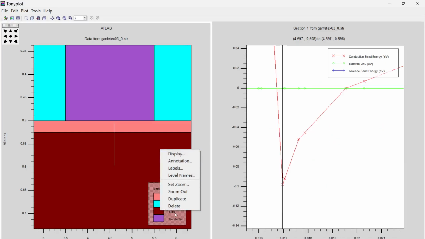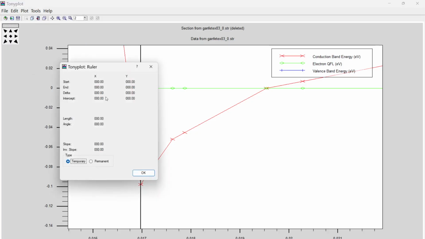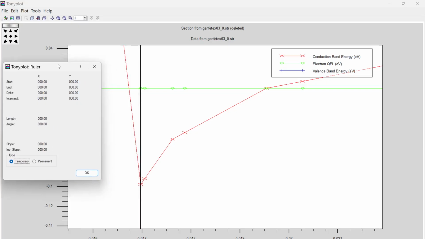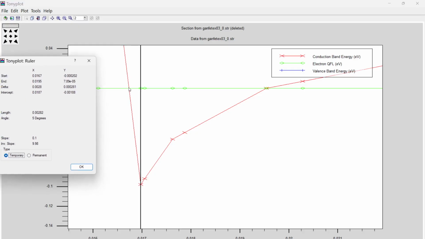Now what you will need to do is to calculate the depth of the 2-DEG. So you will have to take this ruler from the tools option. Okay, actually this is the two-dimensional electron gas at 2-DEG. Now we are measuring its depth. See, at the left-hand side of the screen you are seeing an angle. You'll have to make sure that this angle is 0. That means your line is straight. Okay, so it's almost there.